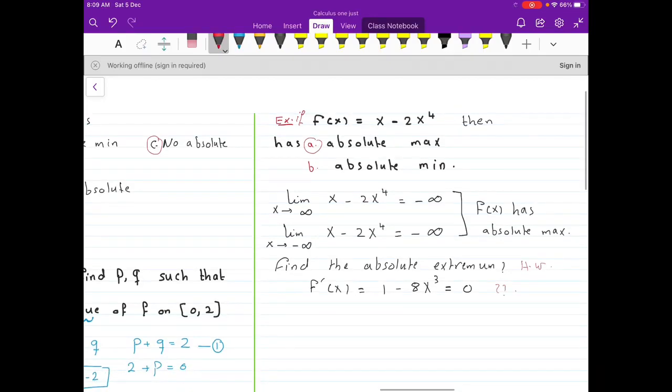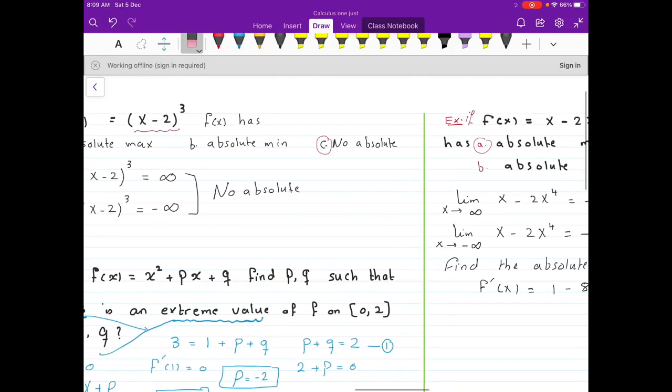So in this lecture, by the end of today's lecture, you must be able to understand what we mean by absolute max and minimum. And the second question is how to find the absolute extremum for a function.